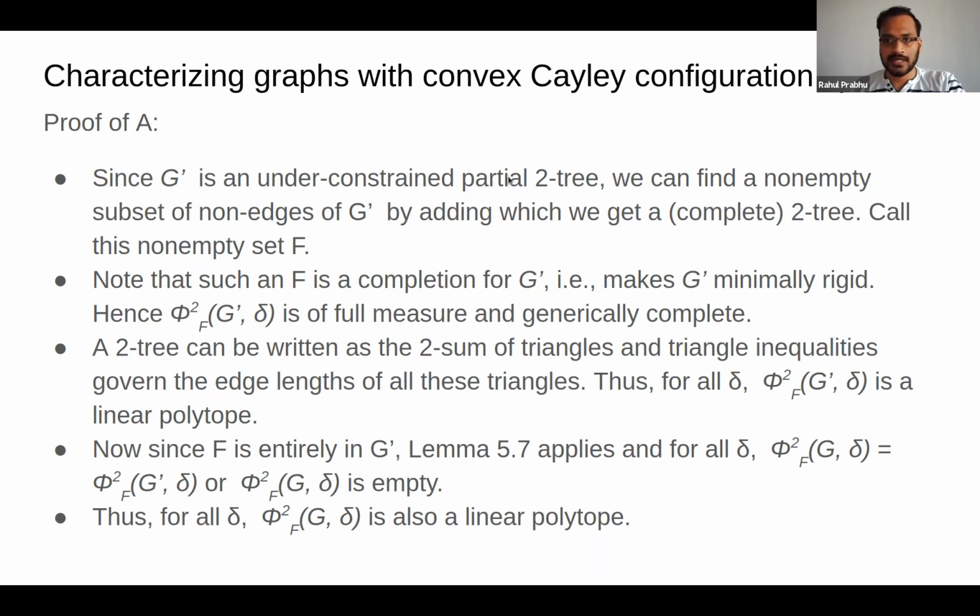Because it's an under constraint partial two tree, we can find a non-empty set of non-edges of G dash by adding which you can make it a complete two tree. And we call these edges that we add to make it a complete two tree as F. Note that such an F is a completion of G dash that makes G dash minimally rigid. Because two trees are minimally rigid, adding in F makes it minimally rigid. So the Cayley configuration space is full measure and generically complete.